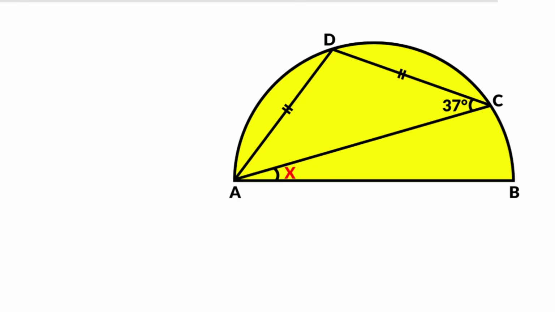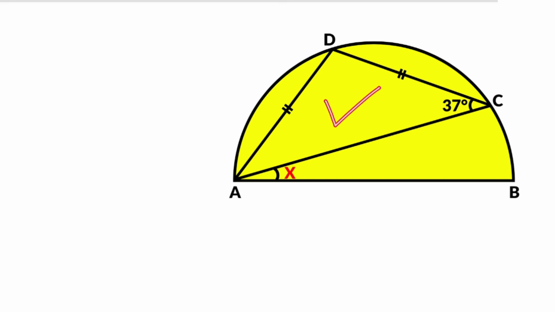We have a semicircle with diameter AB. On the curved edge of the semicircle are 2 points, C and D. We are given 2 important clues. First, line segment AD is exactly the same length as line segment DC. Second, angle ACD measures exactly 37 degrees. Our mission is to find angle X, which is angle CAB.